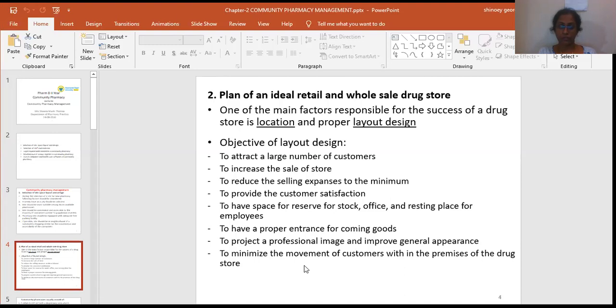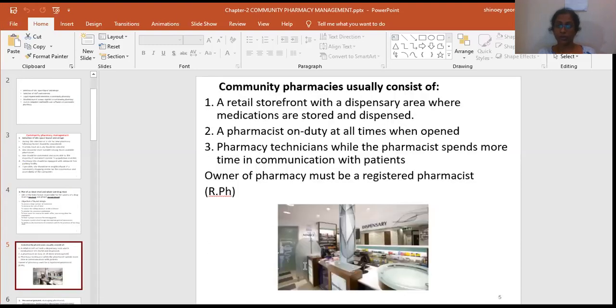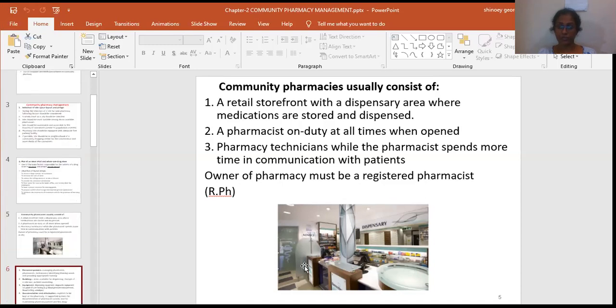Next one is, what all are there in the community pharmacy? It mainly consists of a proper dispensing area where the medicines are stored and dispensed. A properly qualified pharmacist should be present all the time. To help that qualified pharmacist, a sufficient number of pharmacy technicians should be available, and the owner of the pharmacy under whose name the license will be registered should be a legally qualified pharmacist.